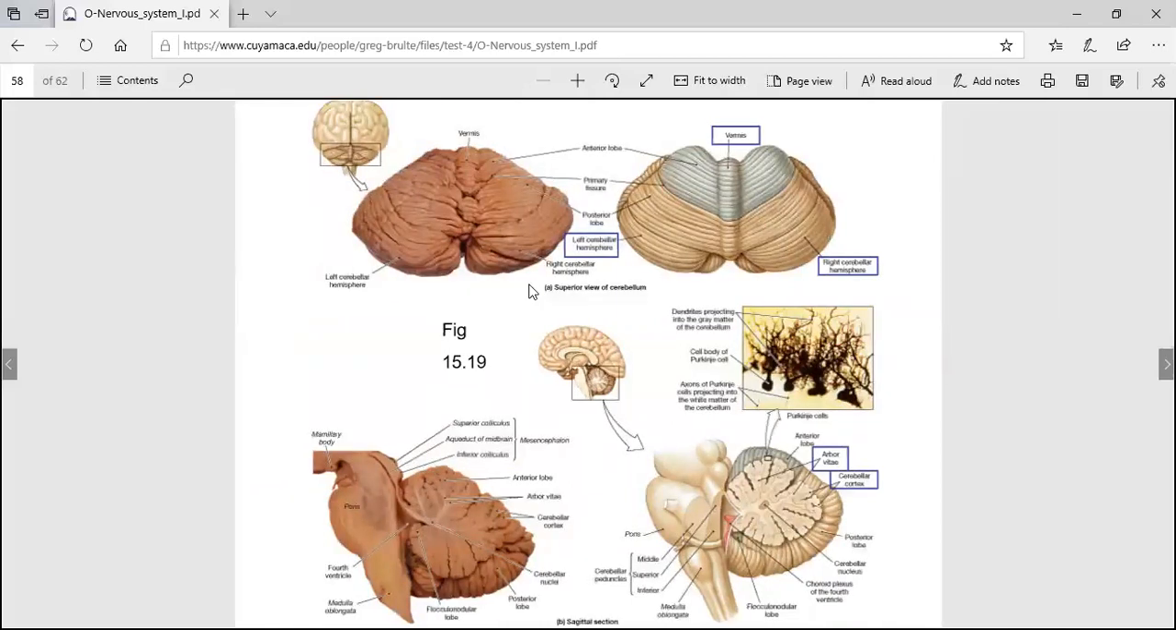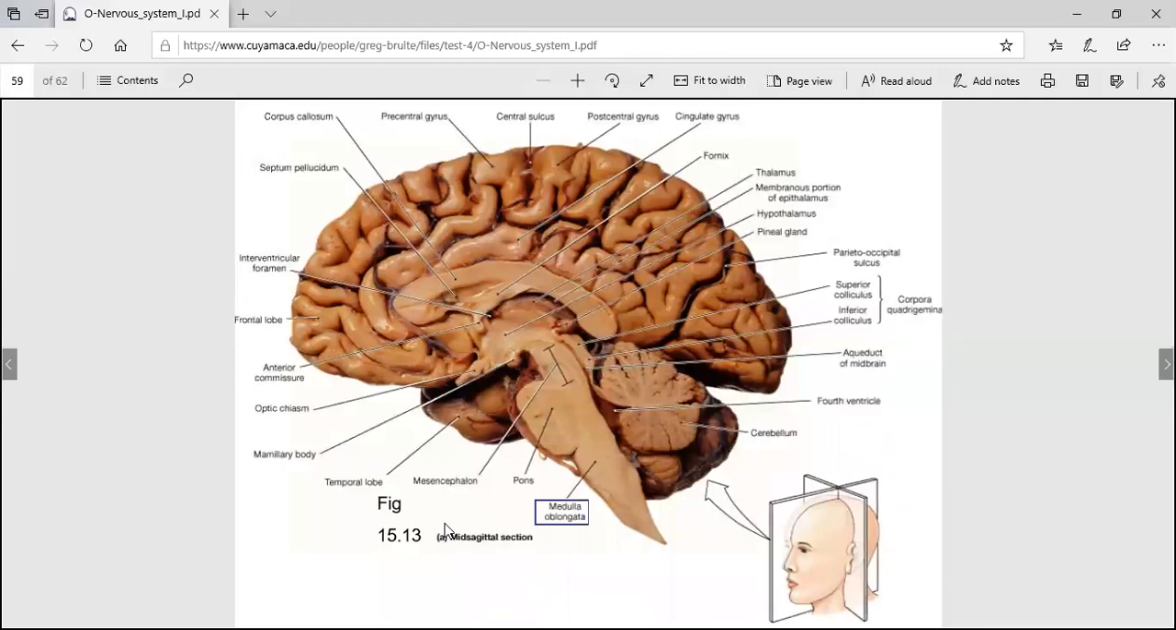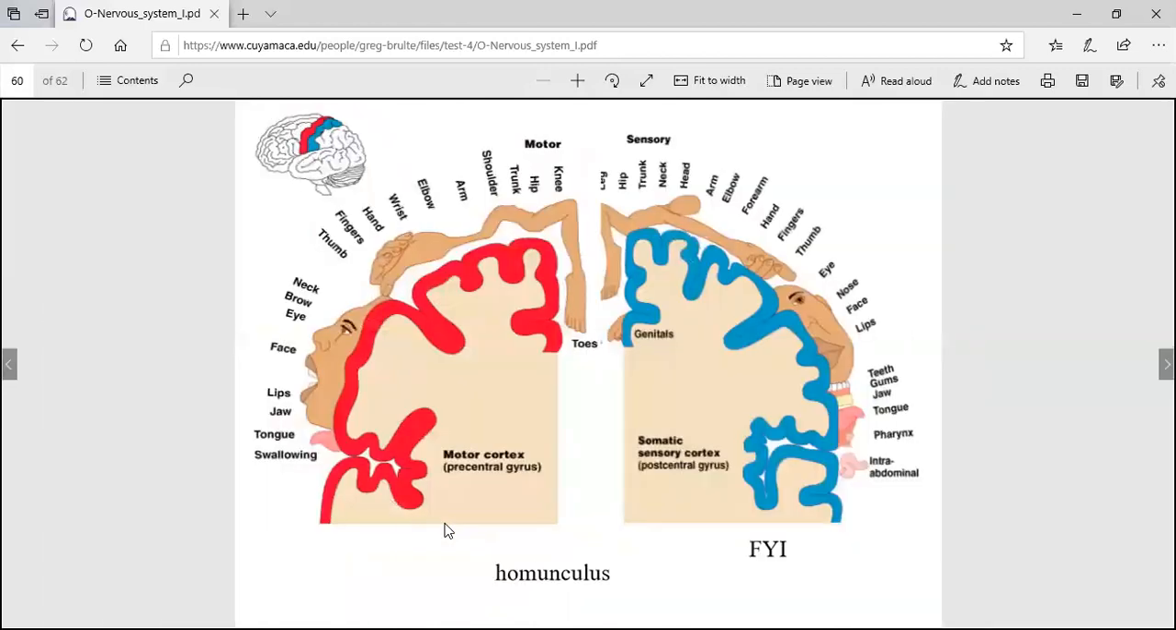Back view of the cerebellum. This looks like an earthworm that connects the two halves of the cerebellum. It's called the vermis, which means worm. There's your arbor vitae, tree of life. There's a good arbor vitae. There's a good medulla oblongata. There's a good pons, good corpus callosum. Corpus callosum connects the left half and right half of your brain.